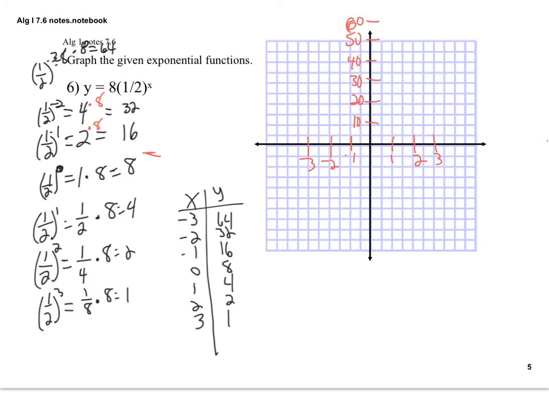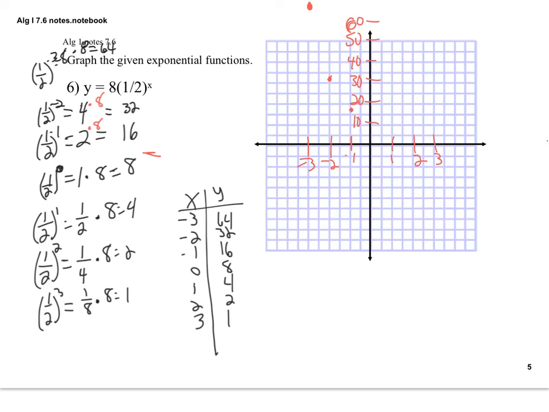So this time, my function's going to be right up there. Can you guys see that -3? I just went ahead and added another negative in front of that. It was probably sitting there. It just looks like my 3 had a big hat on it. Okay, -2 and 32. So I'm going to plot a point right about there. -1 and 16, so a point right about there.